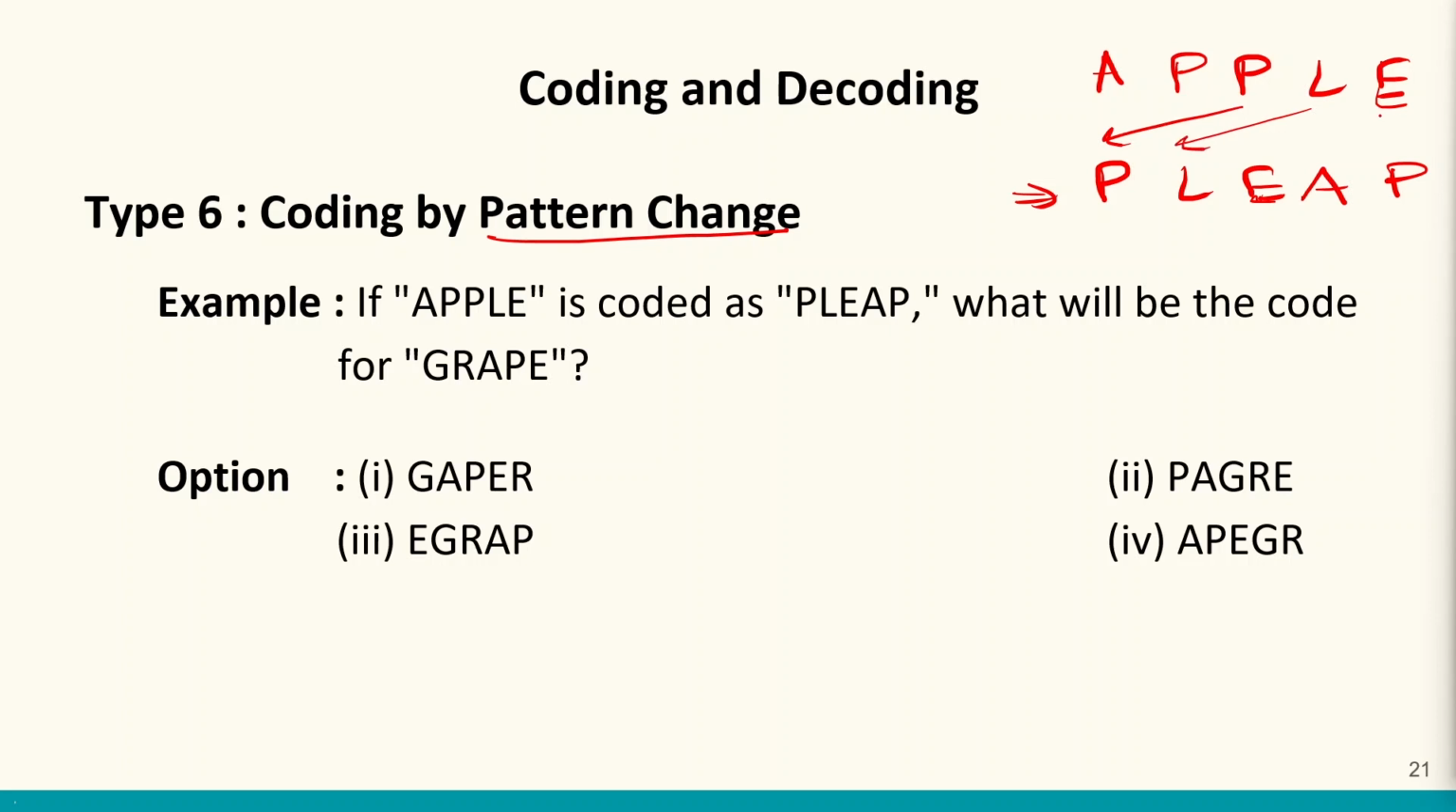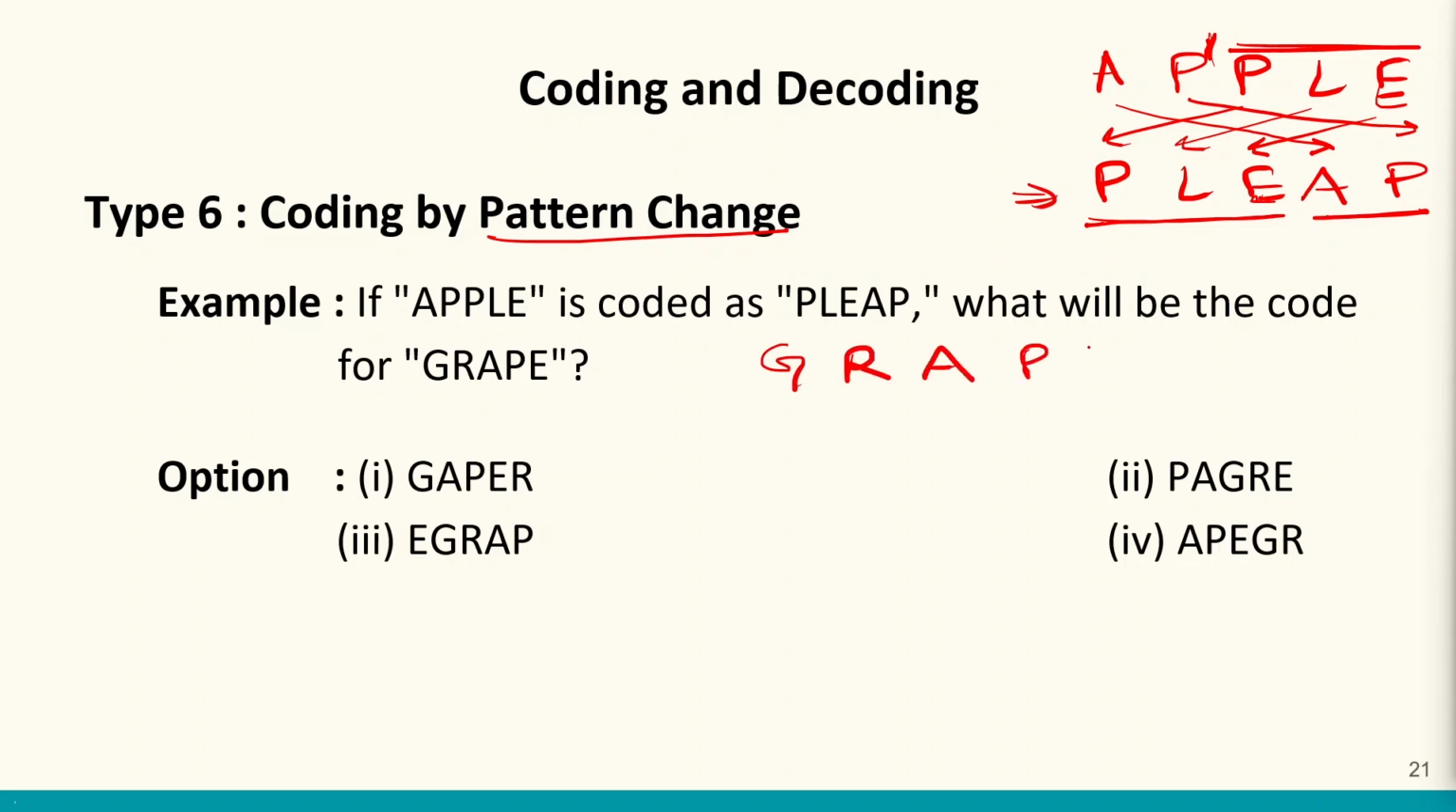L is coming over here. E is coming over here. Then this P maybe is going back. And this A is going back. So the first three letters I can see are written first, and then the two letters are written over here. So maybe the logic is that the last three letters will be written first and the first two letters will be written last. So let us see if we can find a code for grape in the similar pattern.